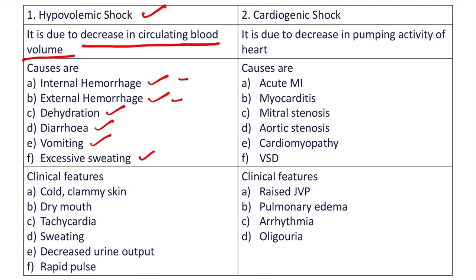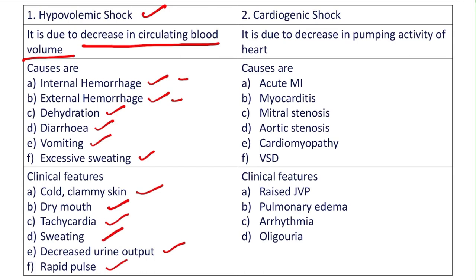Which are clinical features? Cold and clammy skin, dry mouth, tachycardia, sweating, decreased urine output, that is oliguria, and rapid pulse. Okay, so these are the clinical features of hypovolemic shock.